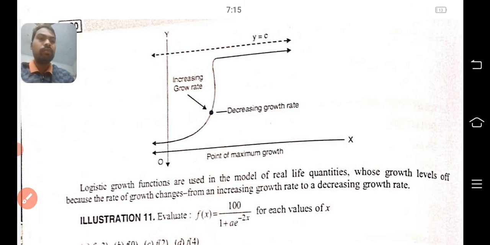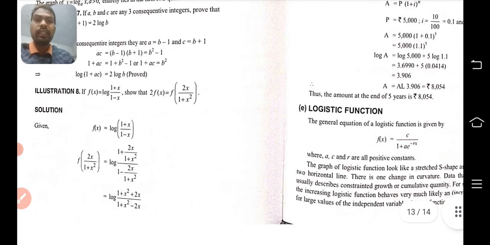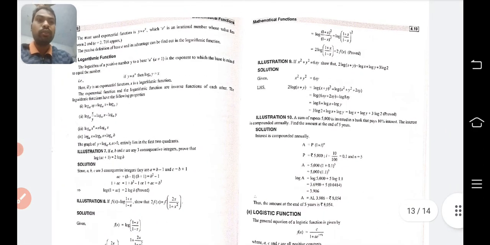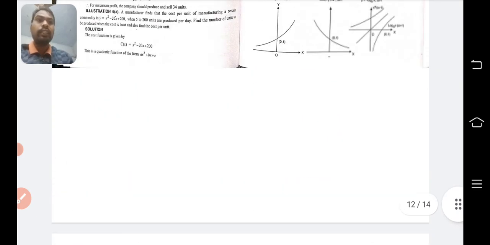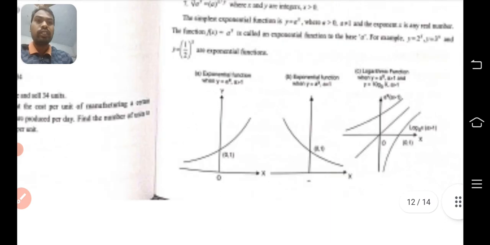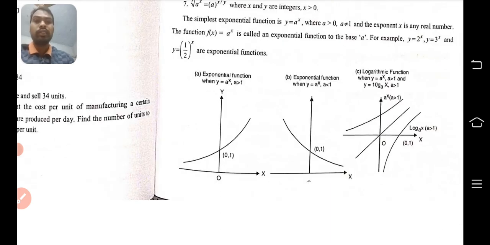I hope you have understood a little bit about the different types of functions. We shall discuss separately, in two classes, the meaning of the exponential function, the operations of exponential functions, and the logarithm function. These two functions are very important. In our next class, we shall discuss clearly the exponential function, its graph, and the different operations of exponential and logarithm functions.